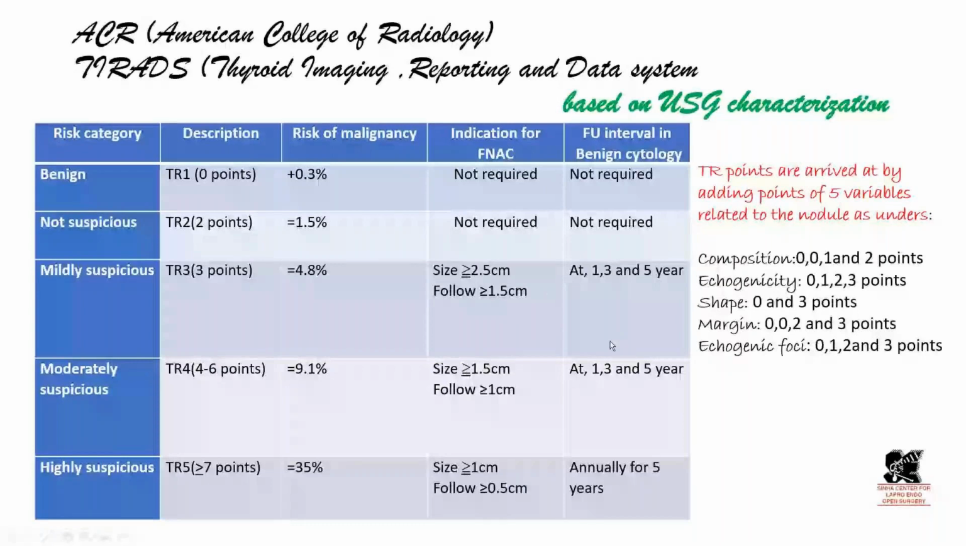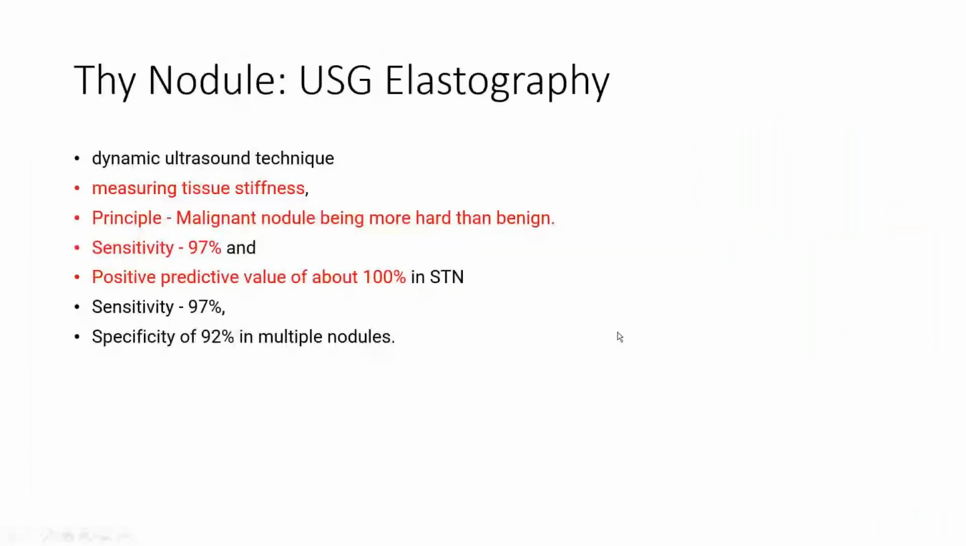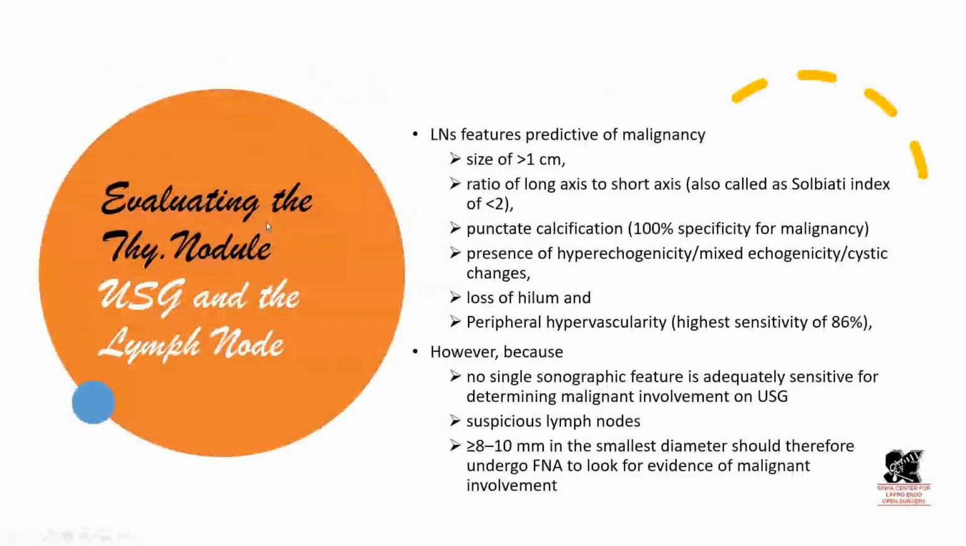Evaluating the nodule, ultrasound is also helpful for the lymph node. And what about the lymph node? The lymph node features predictive of malignancy: size more than 1 centimeter; the Solbiati index, which is basically the ratio of the long axis to the short axis, should be less than 2. Punctate calcification, we already talked about that, calcification less than 1 millimeter in size, has 100% specificity for malignancy. See, very high.